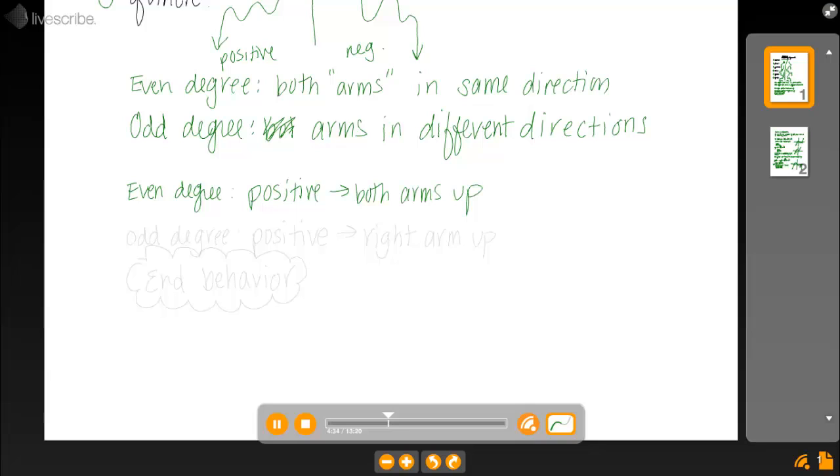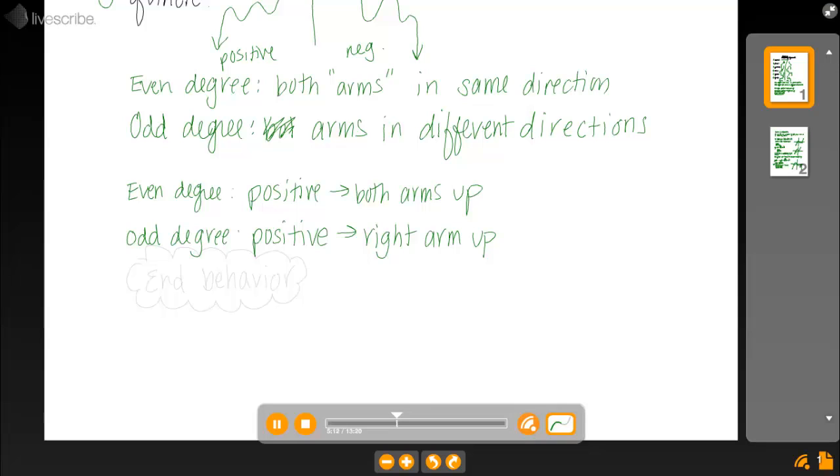And of course we know if it's negative, then both arms must go down since they must go in the same direction. If it's an odd degree, notice which arm is always up. It's always that right arm in the odd degree function. So odd degree functions, if they're positive, meaning their lead coefficient is positive, only the right arm is up, and therefore the left arm must be going down, since in odd degree functions the arms go in different directions. So that's a quick summary of what the general shape will look like.